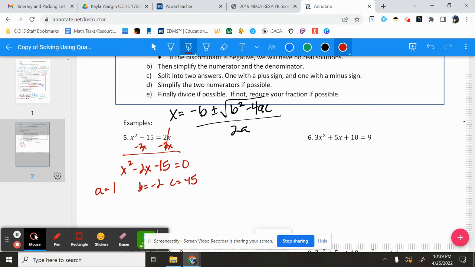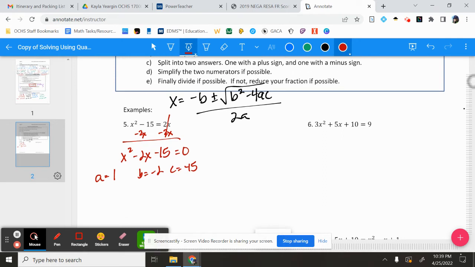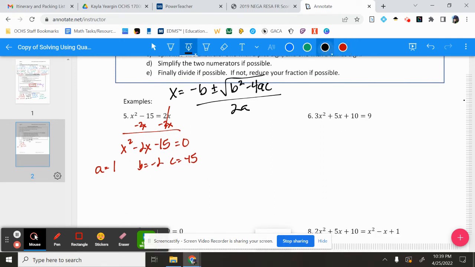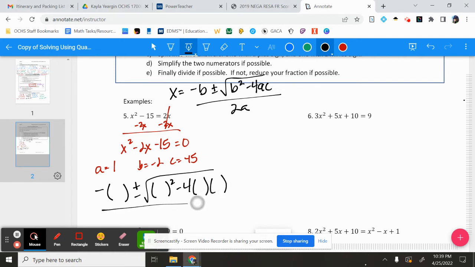Now I suggest when we get ready to plug these things into this formula that you use a lot of parentheses here. And just go through the formula anywhere that you see a variable. For right now, we want to use an open parenthesis. So negative b, I'm going to use parentheses, plus or minus the square root. Instead of b squared, I'm just going to put an open parenthesis, squared, minus 4 times whatever a is times whatever c is, divided by 2 times a.